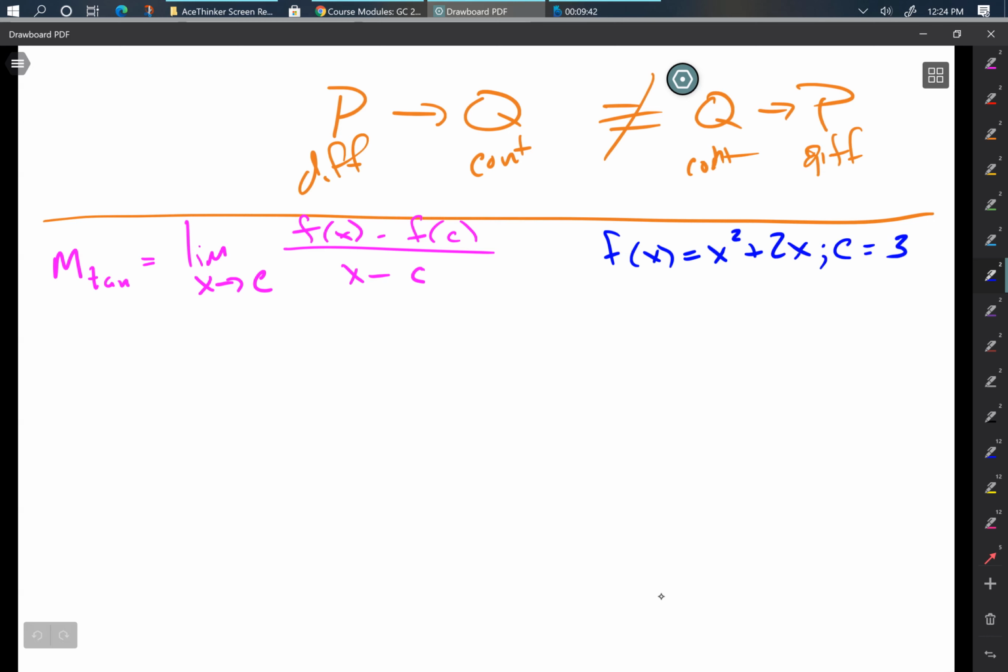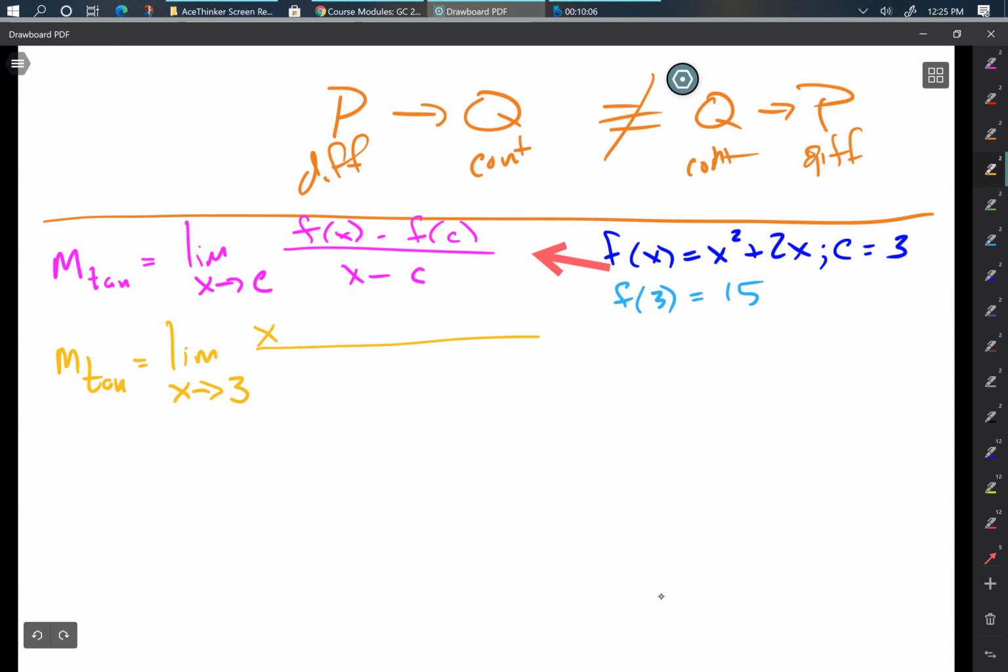Okay? If c equals 3, what's f of 3 or f of c? So that's going to be 9 plus 6, that's 15. So plugging all of that information into my definition, I get that the slope of the tangent line is going to be equal to the limit as x approaches 3 of x squared plus 2x minus f of c, 15, divided by x minus 3.